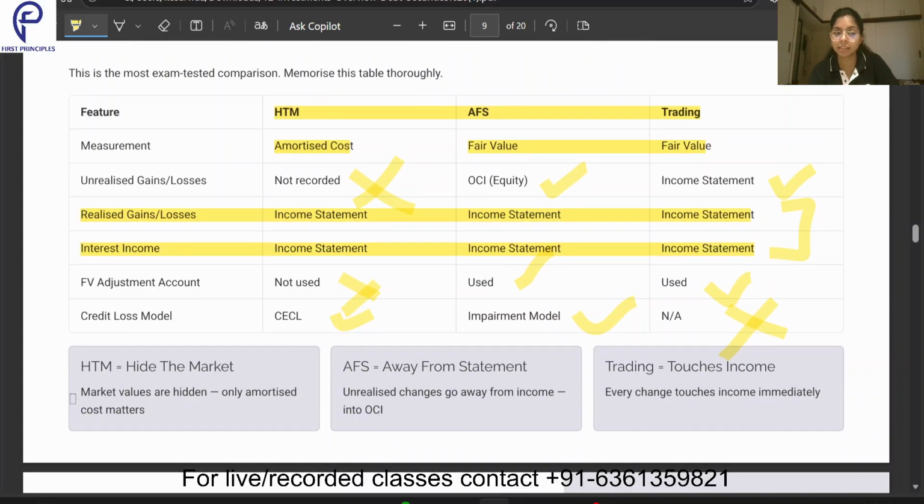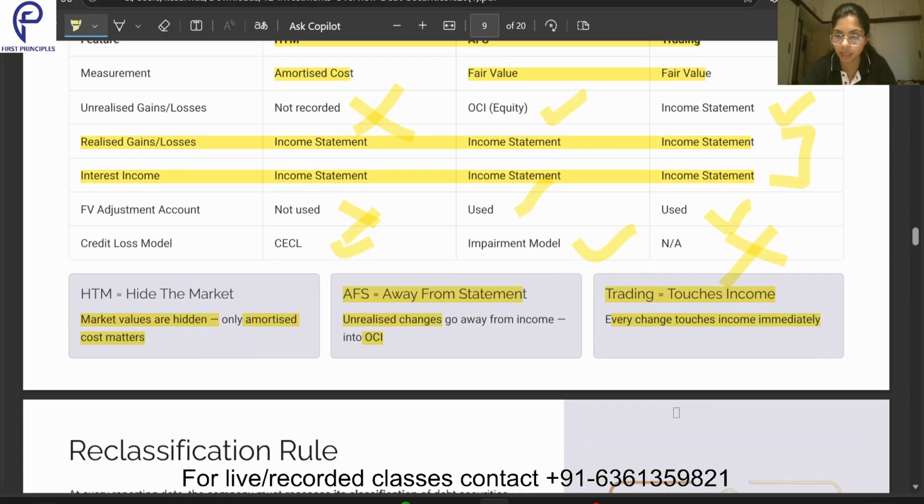Then at the bottom of the page, mnemonics are given. HTM, hide the market, that means market values are hidden and we record it only at what? Only amortized cost. Then AFS means what? Away from statements. So it is away from statements, that means unrealized changes go where? It will go away from the income statement into the OCI. Then trading touches income. If trading touches income, every change touches income immediately.